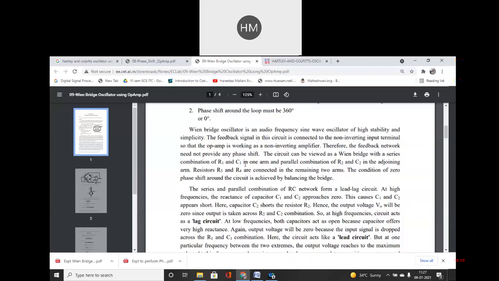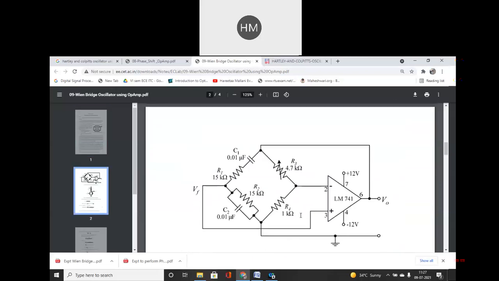The circuit can be viewed as a Wien bridge with a series combination of R1 and C1 in one arm and a parallel combination of R2 and C2 in the adjoining arm. Resistors R3 and R4 are connected in the remaining 2 arms. Students, first you draw this diagram so that it will become clear to you. Draw this. Here you can see R4, R3 is the feedback resistance.